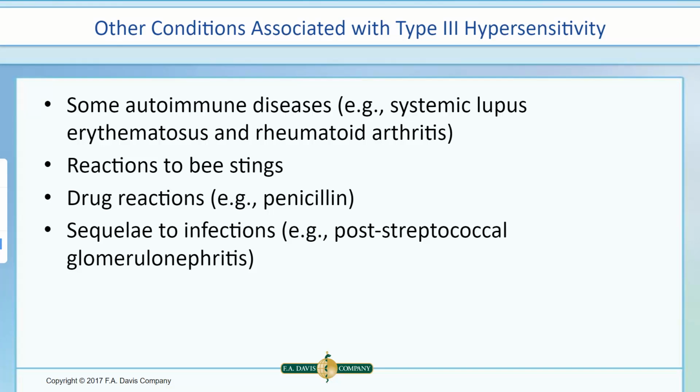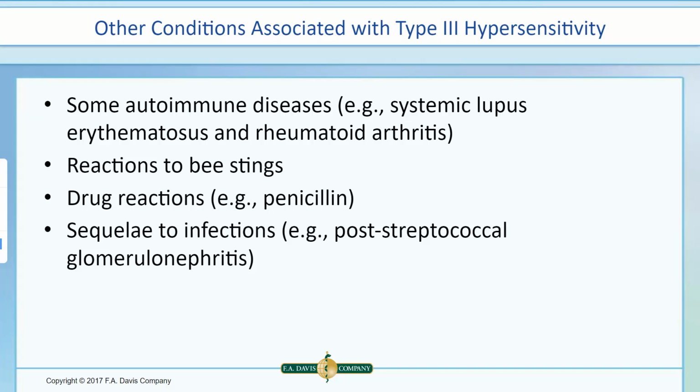Some other type 3 conditions include autoimmune diseases, such as systemic lupus erythematosus, or SLE, and rheumatoid arthritis, or RA, reactions to bee stings, drug reactions, and the sequelae of infections like post-streptococcal glomerulonephritis. So what happens in some of these situations?